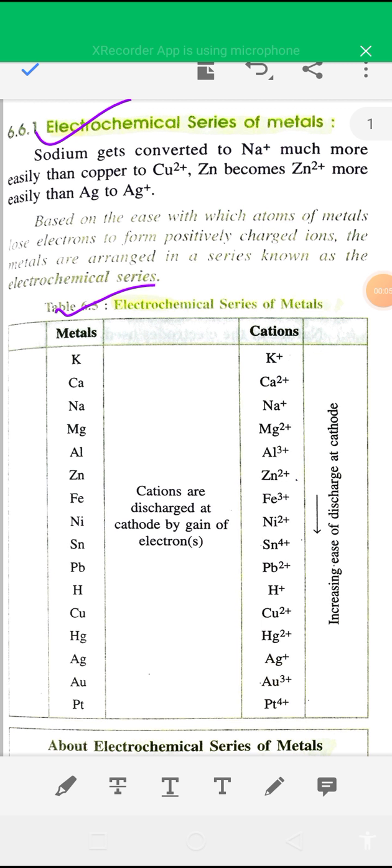In this video, I'm continuing the sixth chapter of class 10 chemistry. The topic is electrolysis. Today, first I'll discuss the electrochemical series. What is the electrochemical series? Based on the chemical reactivity of different metal ions or different metals, metals are arranged in a tabular form, and this tabular form is known as the electrochemical series.